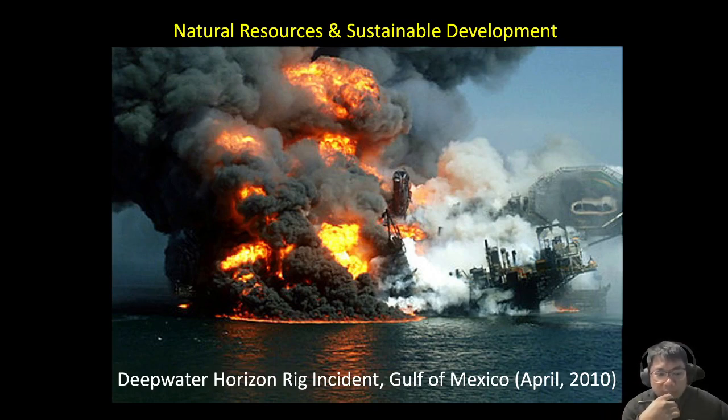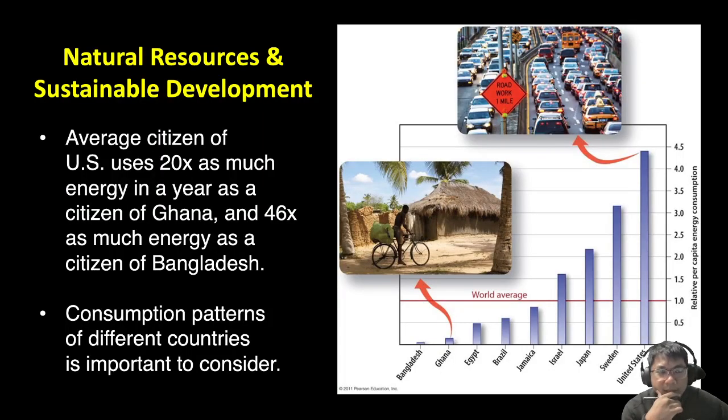For example, here is one of the incidents: the Deepwater Horizon rig incident in the Gulf of Mexico that occurred in April 2010. This is definitely one of the worst incidents in the oil and gas industry in recent history. And here is a picture that shows different consumption patterns.